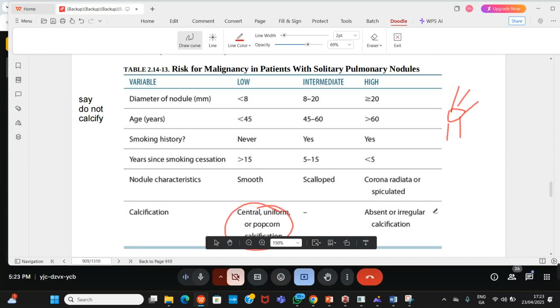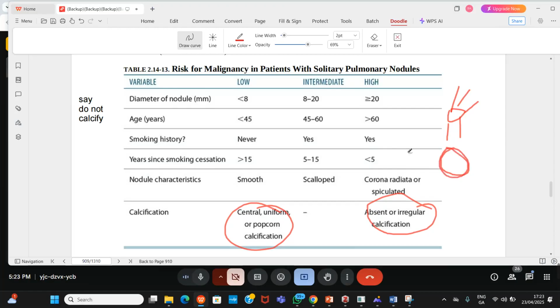The person is a smoker, but the person stopped less than 5 years ago, high risk. The person stopped more than 15 years ago, low risk. So there are two things about smoking. Are you a smoker? If you have stopped, when did you stop? Then the next is to look at the characteristics of the nodule.